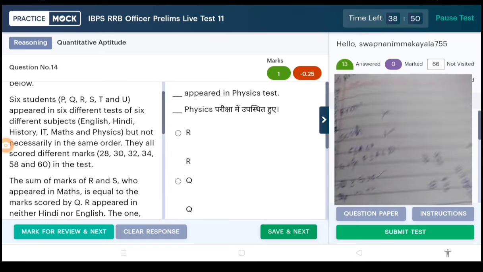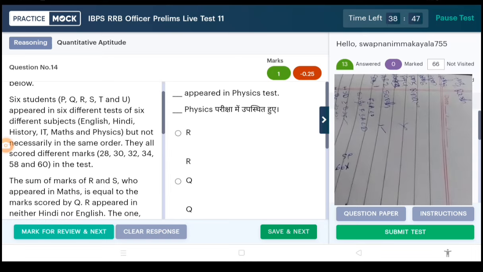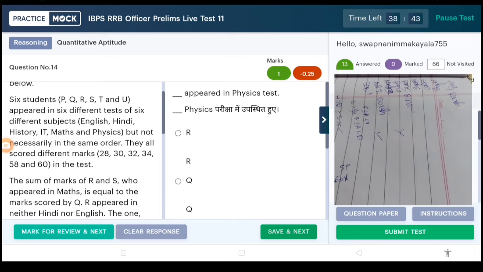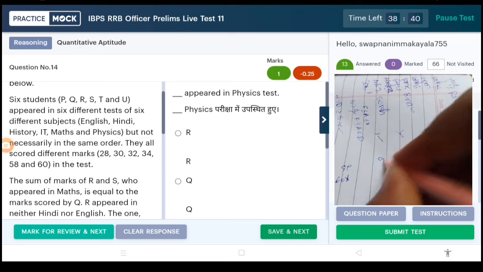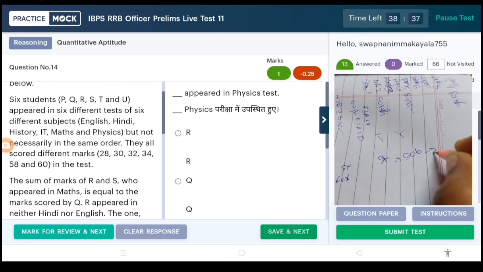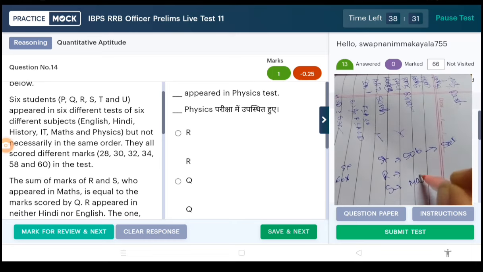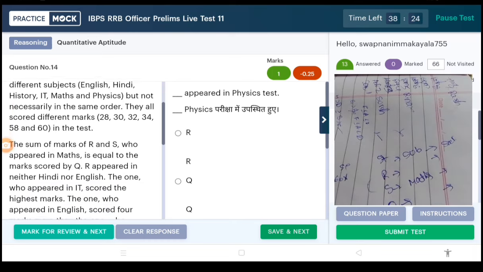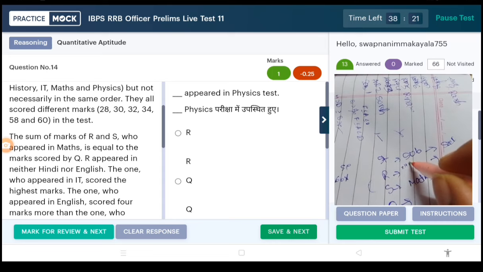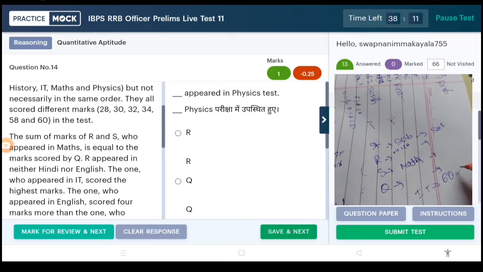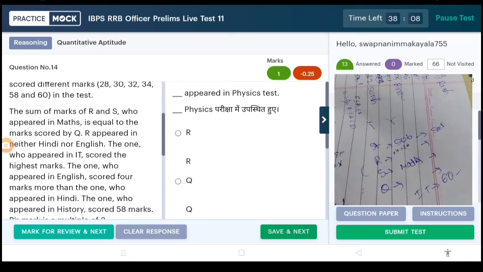6 students appeared in 6 different tests of 6 different subjects: students, subjects, and also scores. The sum of R and S who appeared maths is equal to the Q, or appeared neither Hindi nor English. IT scored highest marks, 60. The one who appeared English is more than Hindi.